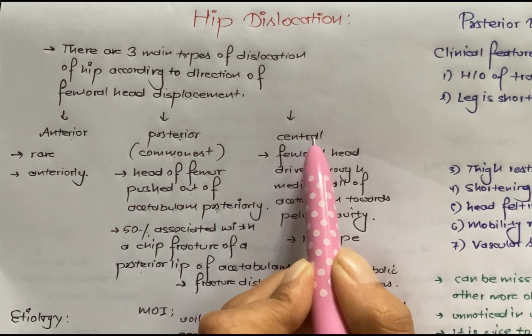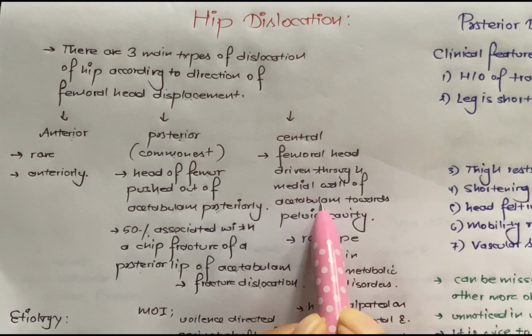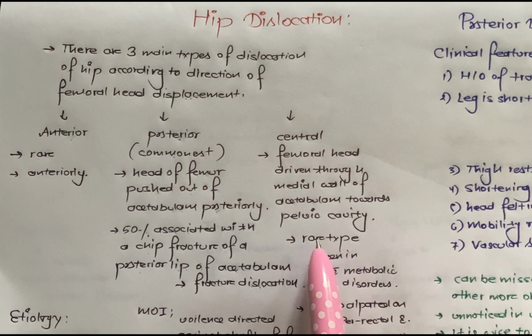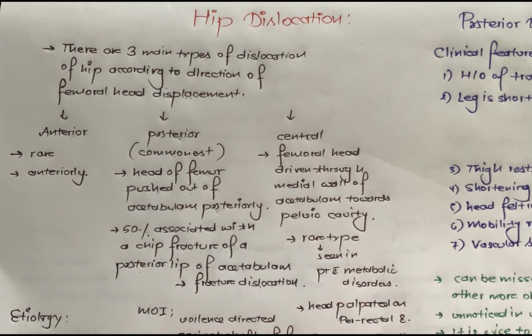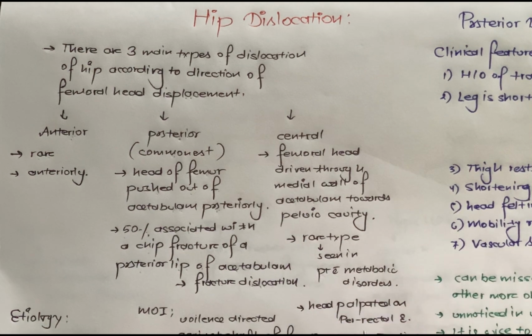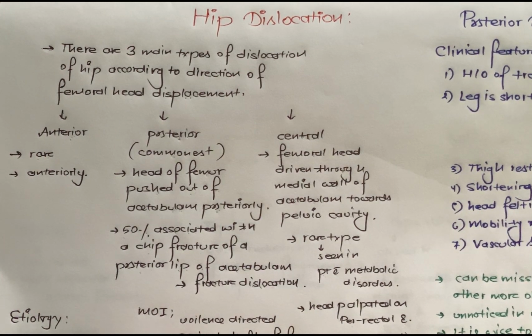And now talking about the central one. In central dislocation, the femoral head is driven through medial wall of acetabulum towards the pelvic cavity, and this is the most rare type, and it is seen in patients with metabolic disorders. In this type, the head is palpated on per rectal examination as well. Now talking about the etiology.